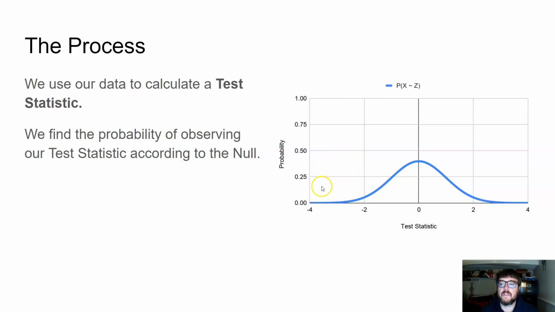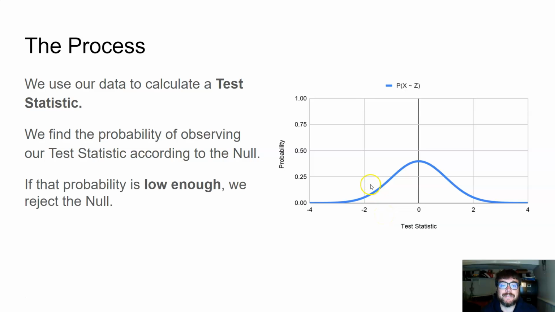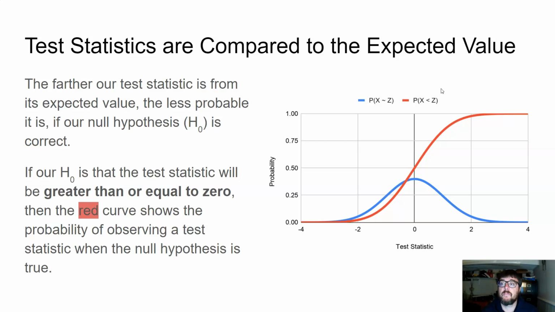So we find the probability of observing our test statistic according to the null. So our null hypothesis is going to have some expected value, and the farther our test statistic is from that expected value, the less likely we are to see it, or the lower the probability there is of that test statistic given the null hypothesis. And if that probability is low enough, we reject the null. So clearly it's terribly low here, clearly it's not very low here, and there's this intermediate range that we have to figure out what to deal with, and that's what the rest of this lecture is about.